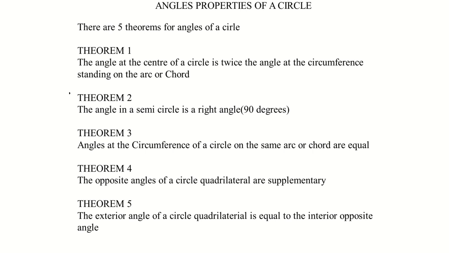Theorem 3, angles at the circumference of a circle on the same arc or chord are equal. Again, a chord is a length of a line that goes from one side of a circle to the next side without going through the center, and it produces two angles at the circumference. They are equal. Theorem 4, opposite angles of a cyclic quadrilateral are supplementary. That just means if you see a circle and a quadrilateral, opposite angles are supplementary, meaning if you add up those two angles, it's going to be 180.